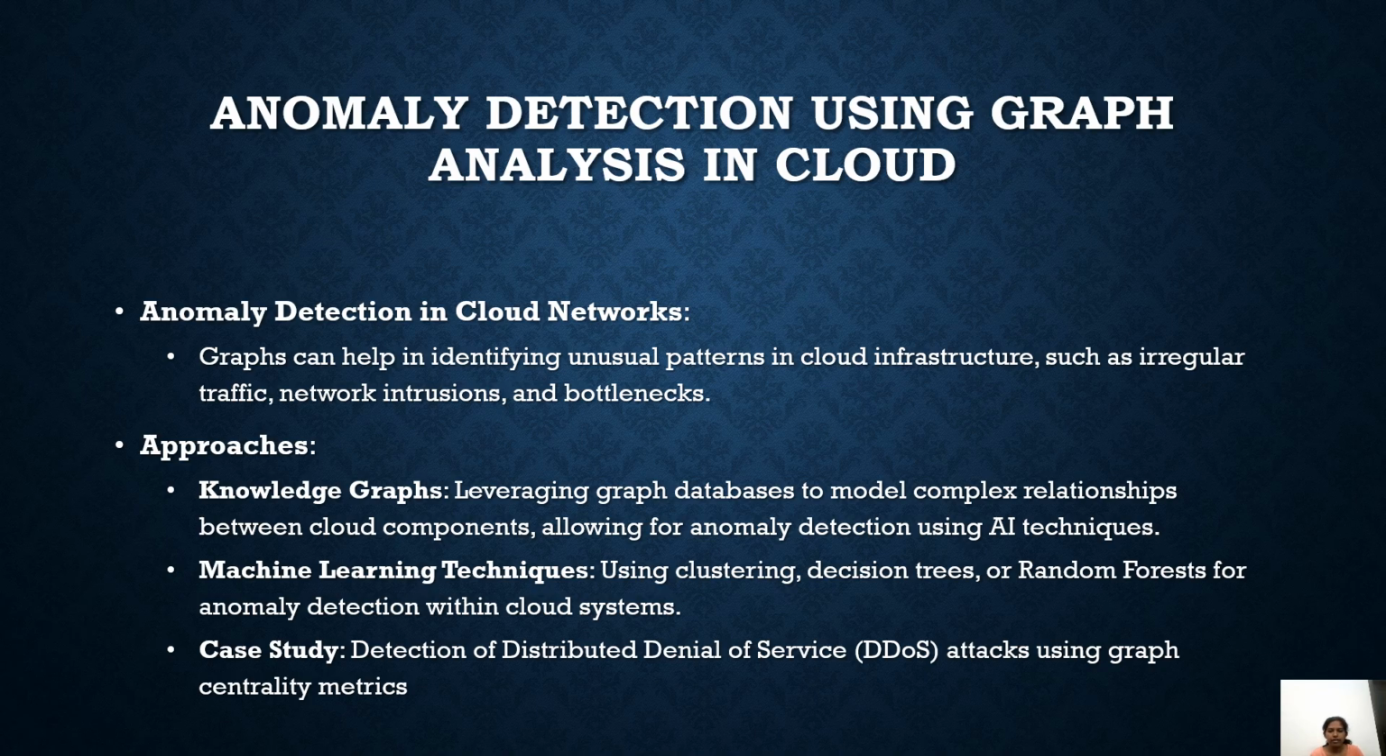Approaches. Knowledge graph. Leveraging graph databases to model complex relationships between cloud components, allowing for anomaly detection using AI techniques. Machine learning techniques using clustering, decision tree or random forest for anomaly detection within the cloud systems. Case study. Detection of distributed denial of service attacks using graph centrality metrics.